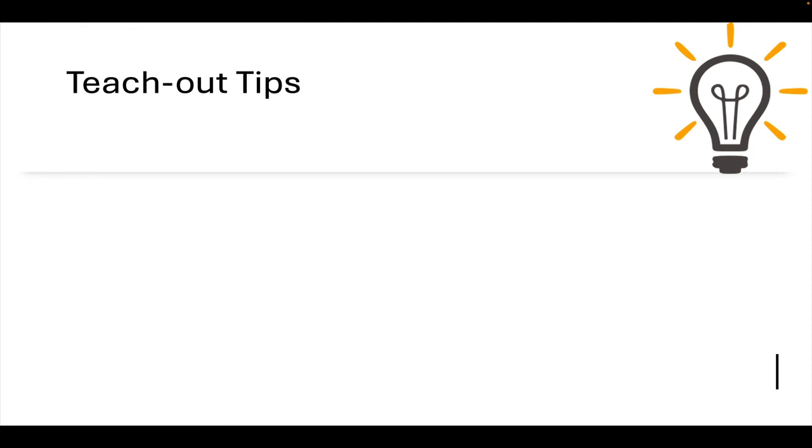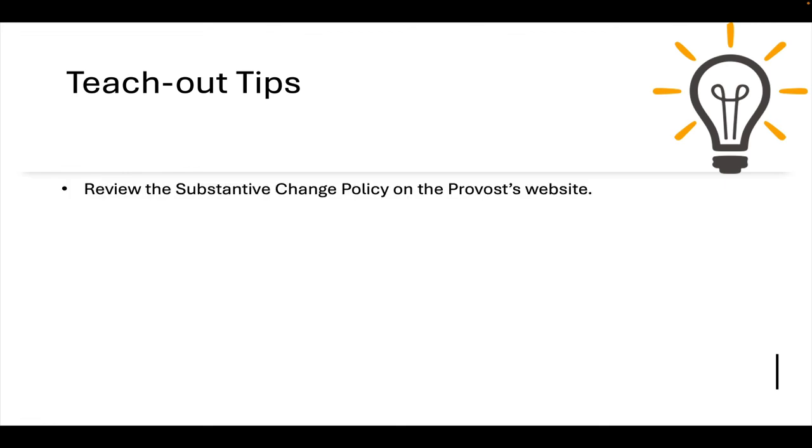So let me give you a couple of overall tips, kind of summarize what we talked about here. Make sure that you review that substantive change policy that's on the Provost website before you begin thinking about program changes, because you might end up being in a sub-change situation, and that sub-change situation might require you to think about a teach-out plan.